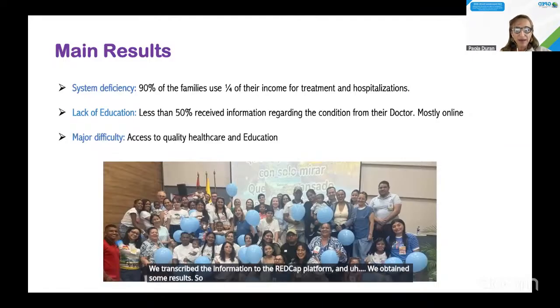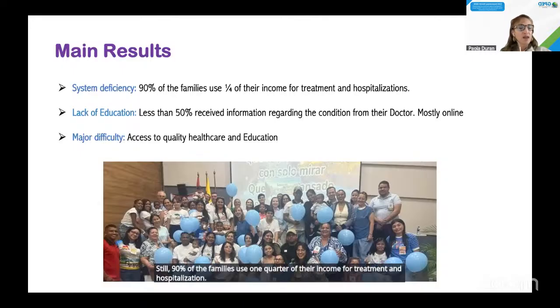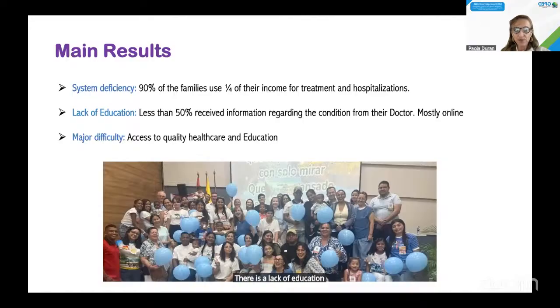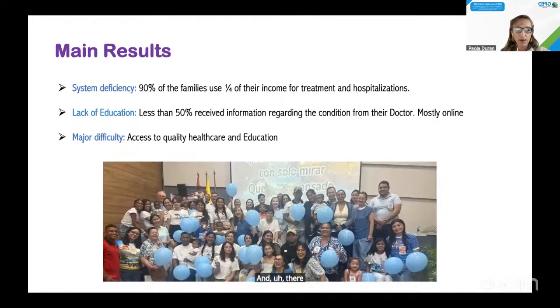What the families expressed is that even though in Colombia there is said to be 99% health coverage, still 90% of the families use a quarter of their income for treatment and hospitalization. There is a lack of education. Less than 50% received information regarding the condition from their doctor, and mostly received the information online. And there is a major difficulty, which is access to quality healthcare and education. Those are the main things we need to work on with the families.